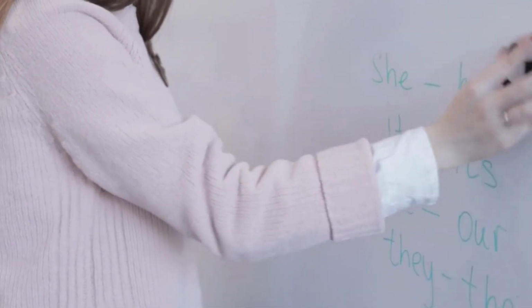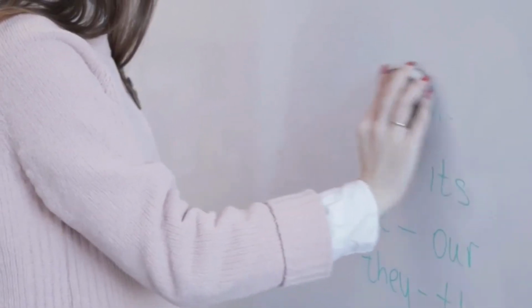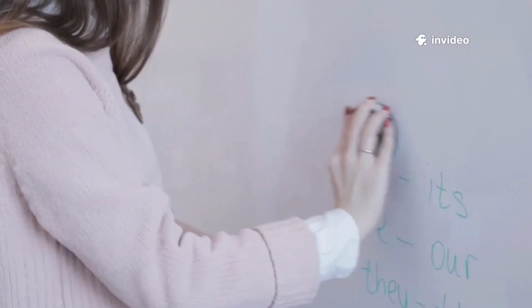Negativo. Sujeto plus am, is, are plus not plus going to plus verbo base. To make a negative sentence with be going to, simply insert not after the be verb. Contractions like isn't and aren't are commonly used. This structure indicates that a planned action will not take place.